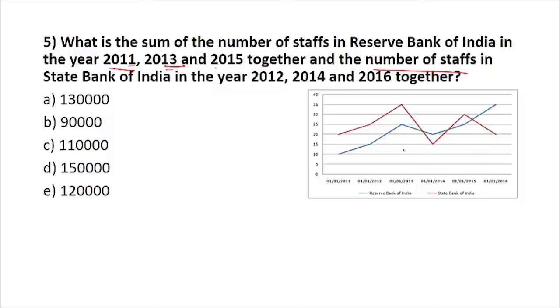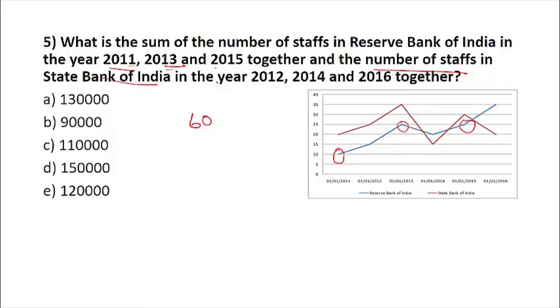Sum of the number of staff in Reserve Bank of India in 2011, if you see, it is 10. At 2013, if you see, it is 25, that would be 35. And again 2015 is how much? 25 is how much? 35 plus 5 is 40, plus 20 would be 60. Okay, 60. So let us see again, they're asking sum.